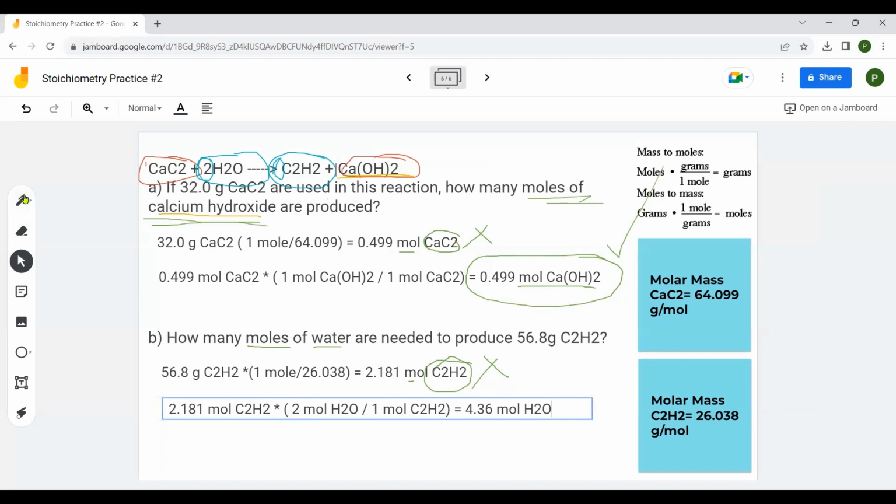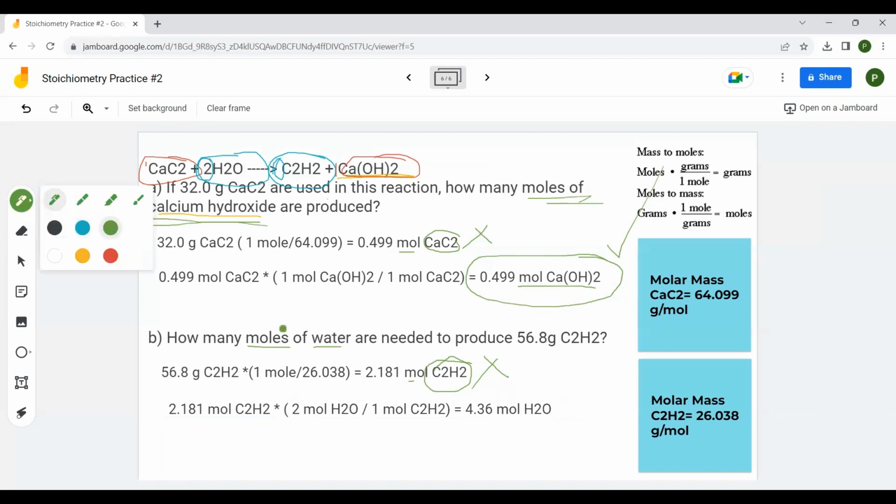Last step, I'm going to grab my green pen and I'm going to check. It wants moles of water, and look what I ended up with, moles of water. So this is my answer, and I am all done.